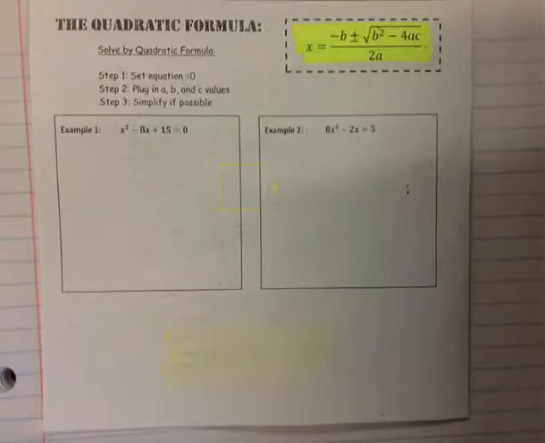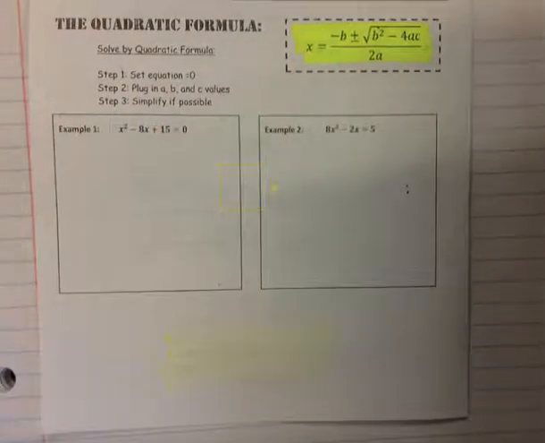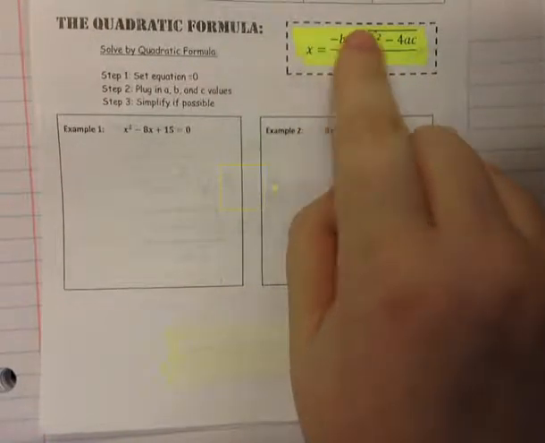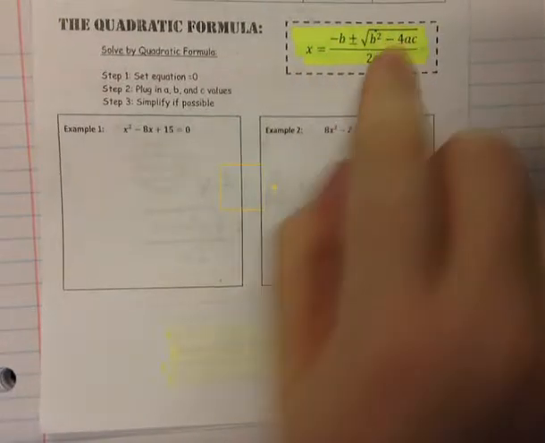over 2a. It is important that we understand it is x equals because you are finding the x-intercepts, the roots, solutions, and the zeros of the quadratic equation. It is all over 2a because all of this is being divided by 2a instead of just individual parts.